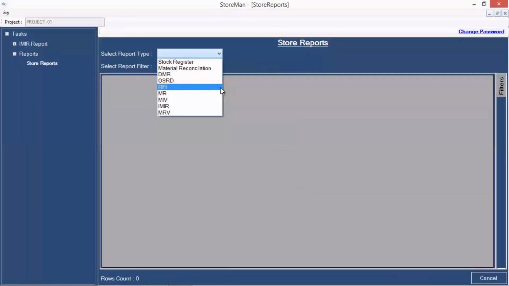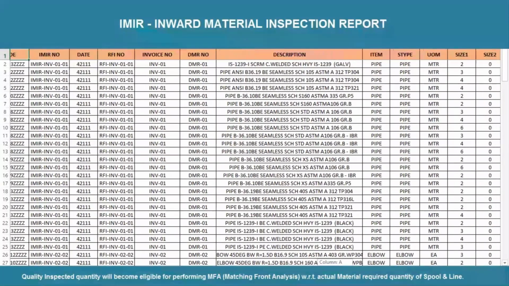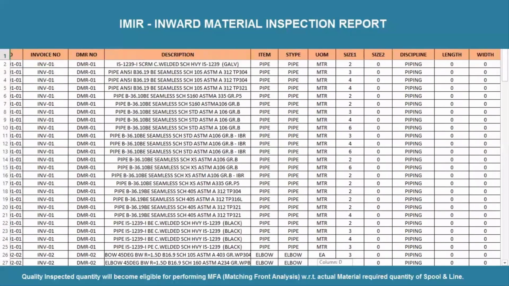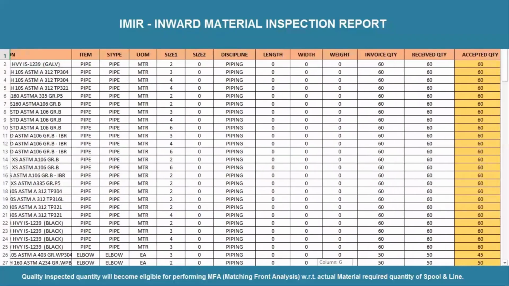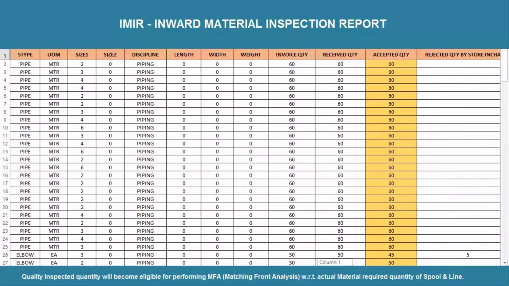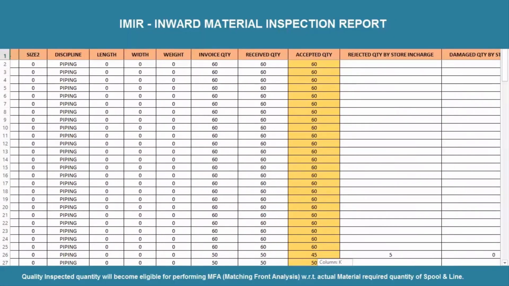Now what are the reports we are getting from the store module? We can see DMR, OSRD, request for inspection, material requisition, material issue voucher, inward material issue, inward material inspection report. For example, we can see this inward material inspection report on our screen. A detailed level of values is shown over here: all the items and their parameters, and then the transaction, invoice quantity, received quantity, accepted quantity.